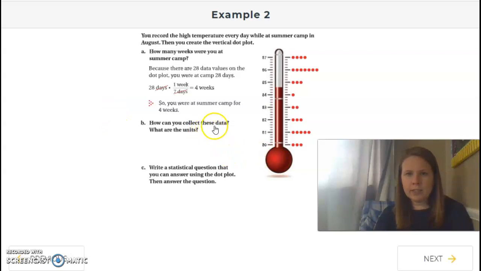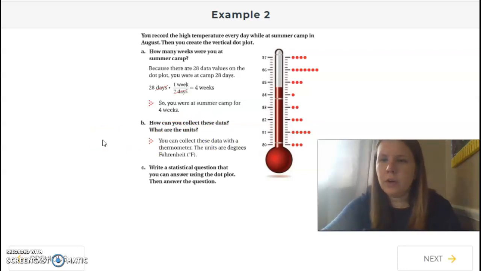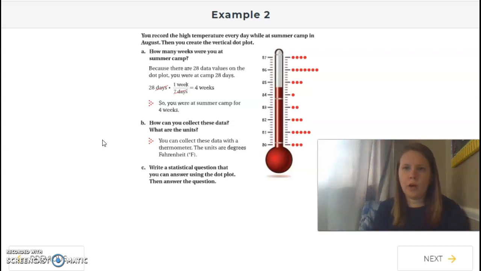How can you collect these? Can you collect this data? What are the units? So they're just asking, what are some ways you could kind of collect this data? Well, I was saying you went out and checked the thermometer. So you can collect data with a thermometer. And then for the most part here in the US, we collect things temperature-wise in Fahrenheit. So these are all in Fahrenheit measurements, but if you really wanted to, you could also measure it in Celsius.